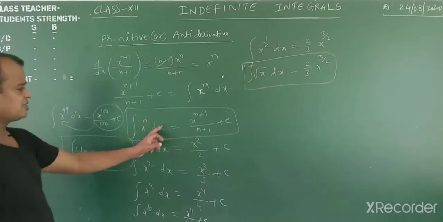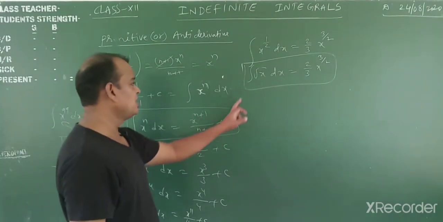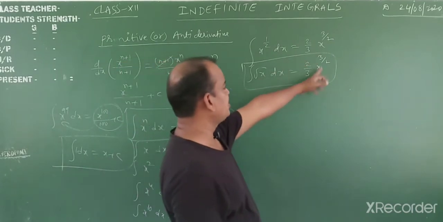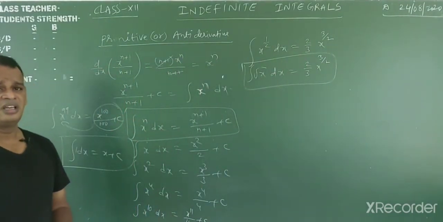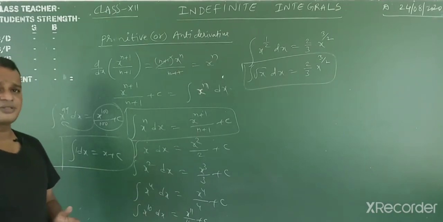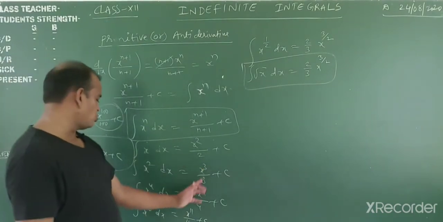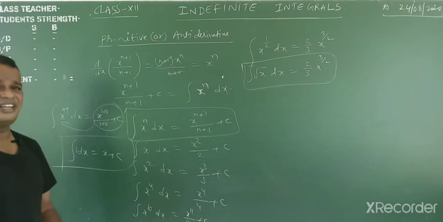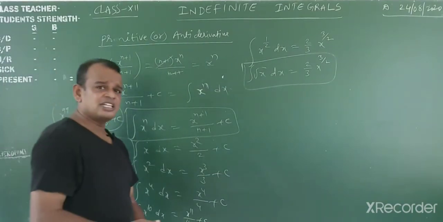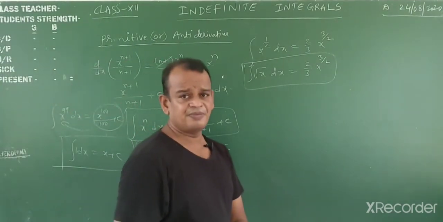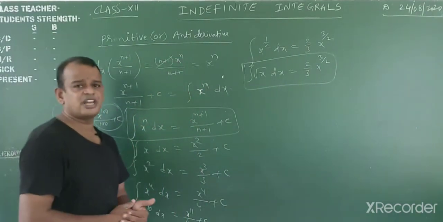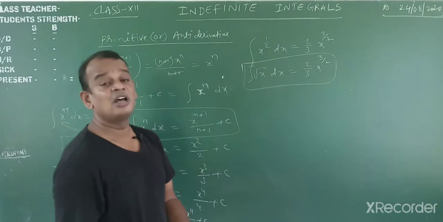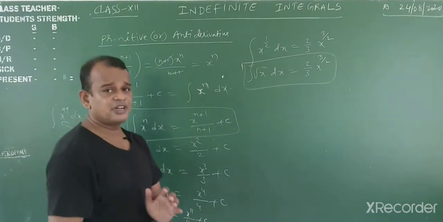Integral of x^n dx is equal to x^(n+1)/(n+1) + c. Integral of root x dx is equal to 2 by 3 x^(3/2). You remember these formulas thoroughly: integral of root x, integral of x square, integral of x cube is x^4 by 4, integral of x^4. What is integration? Integration means primitive of the function, the inverse process of differentiation, the antiderivative. Yes, it means you must know the differentiation 100%.